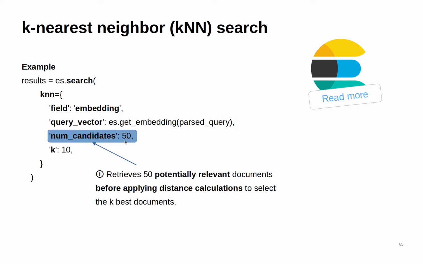Number of candidates. Elasticsearch will retrieve up to 50 relevant documents in this example before applying the kNN algorithm. Basically, if you have, for example, 1,000 documents in your index, instead of using the kNN algorithm on all those documents, that will take a lot of time. So by specifying 50 for this parameter, Elasticsearch will try to analyze the documents, and it will take 50 documents, and the kNN algorithm will be applied just to those 50 documents.